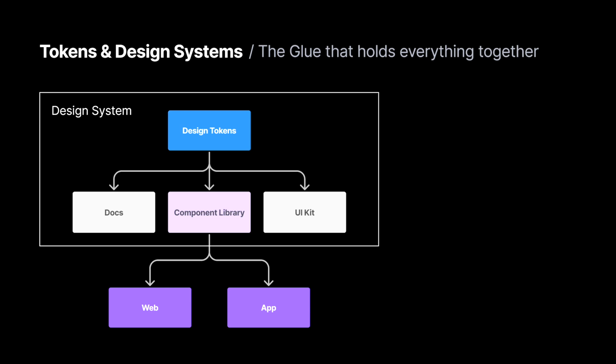Tokens in design systems. So I like to think about tokens in design systems as the glue that holds everything together. This is really a simplified version of a design system. Typically, you probably have more component libraries and more UI kits, but actually everything is referring to the same token source of truth. So your documentation, your component library in Storybook, for example, your UI kit in Figma or Penpot, and actually your final products, your web app, your native apps, your website for marketing purposes. The tokens are there to unite all these different artifacts.